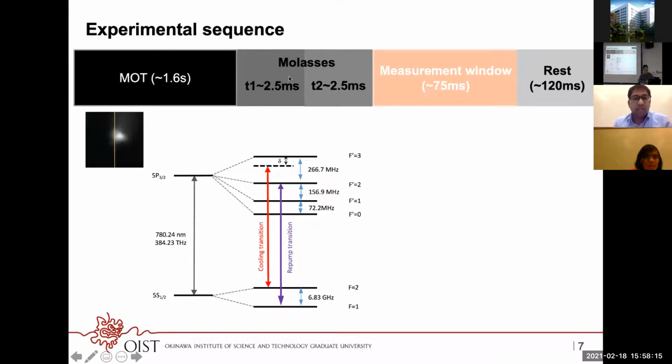So in the molasses phase, what happens is we turn off the magnetic field. So there is no more localization, no more trapping, and the cold cloud, which was 120 microkelvin to start with, starts to expand. And when we reduce the power of the cooling beam and detune it further from the cooling transition, the temperature of the cloud is also reduced, and by the end of the molasses phase, we get a cloud which is roughly 40 microkelvin in temperature.